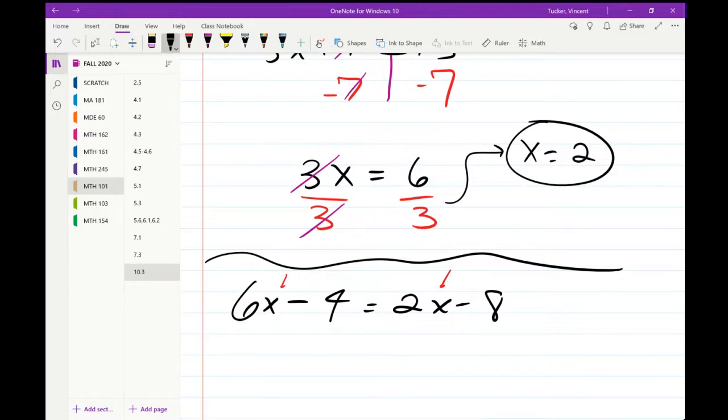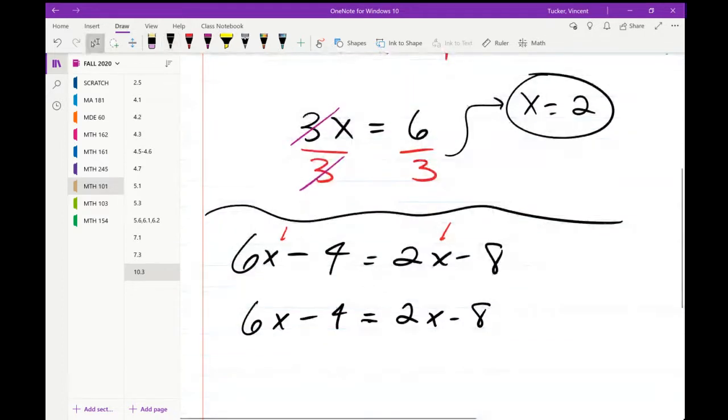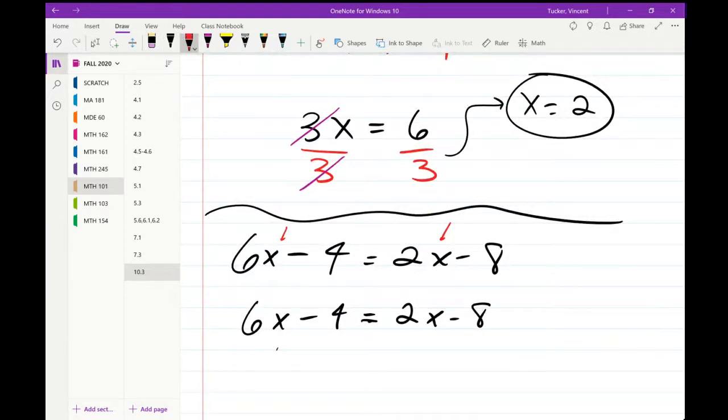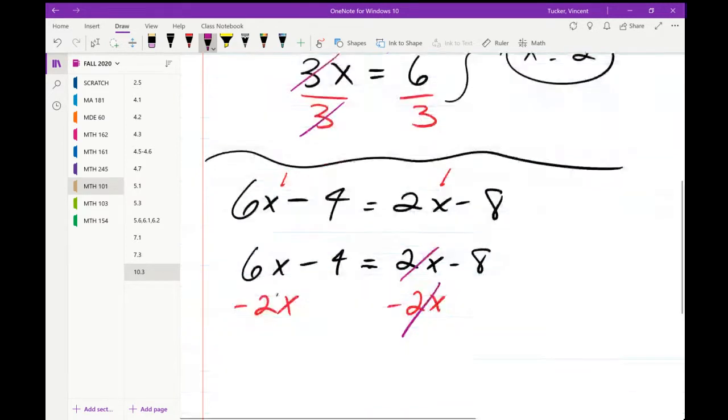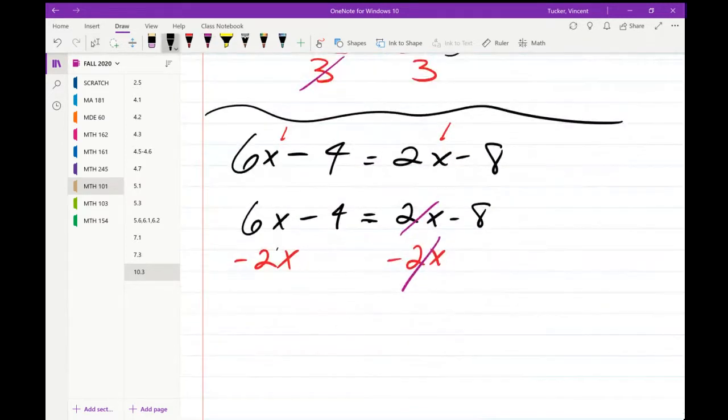All right. Doesn't matter which term you move first. You got 6x, negative 4, 2x, negative 8. Doesn't matter which one you move first, as long as you stay correct with your mathematics. So 2x, if I subtract it from both sides, will cancel out on the right. 6x minus 2x is 4x. Minus 4 equal to negative 8.